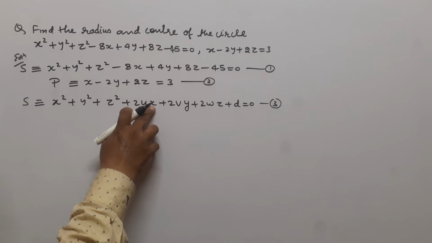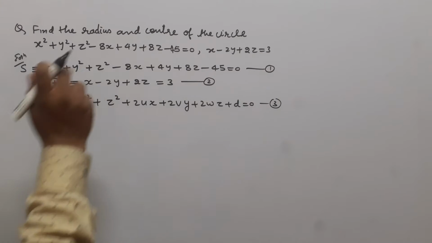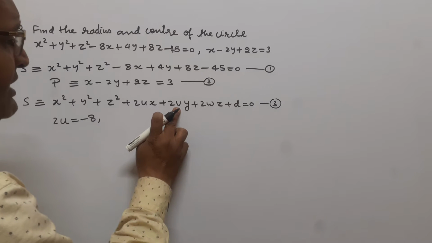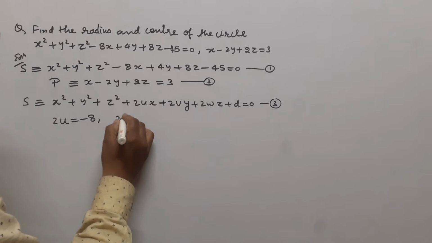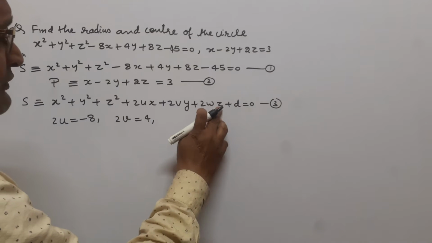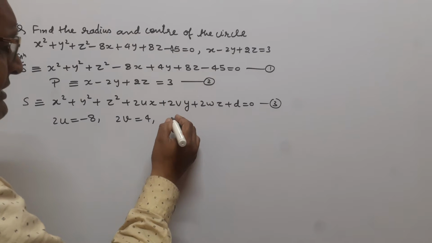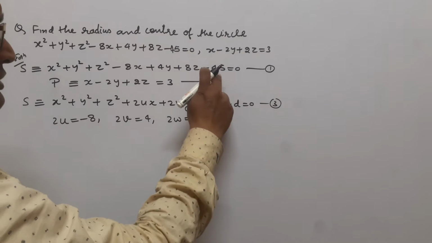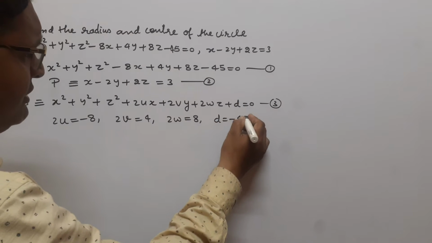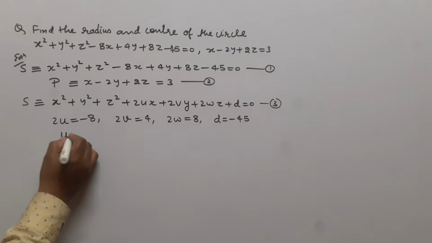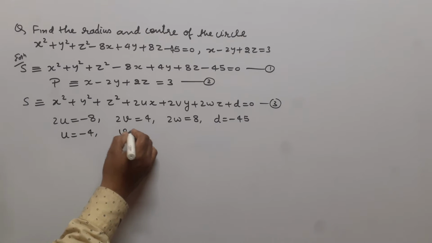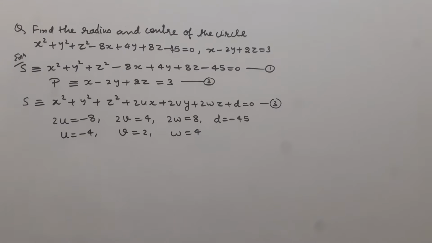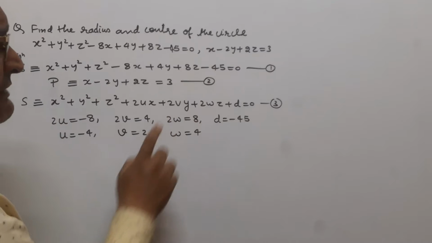Now we compare this. Here the coefficient of x is 2u, here the coefficient of x is minus 8. So 2u is equal to minus 8. Here the coefficient of y is 2v, here the coefficient of y is 4. So 2v is equal to 4. Here the coefficient of z is 2w, here the coefficient of z is 8. So 2w is equal to 8. Here the constant term is d, here the constant term is minus 45. So d is equal to minus 45. From here we find that u is equal to minus 4, v is equal to 2, w is equal to 4. So the given equation 1 is the equation of the sphere.